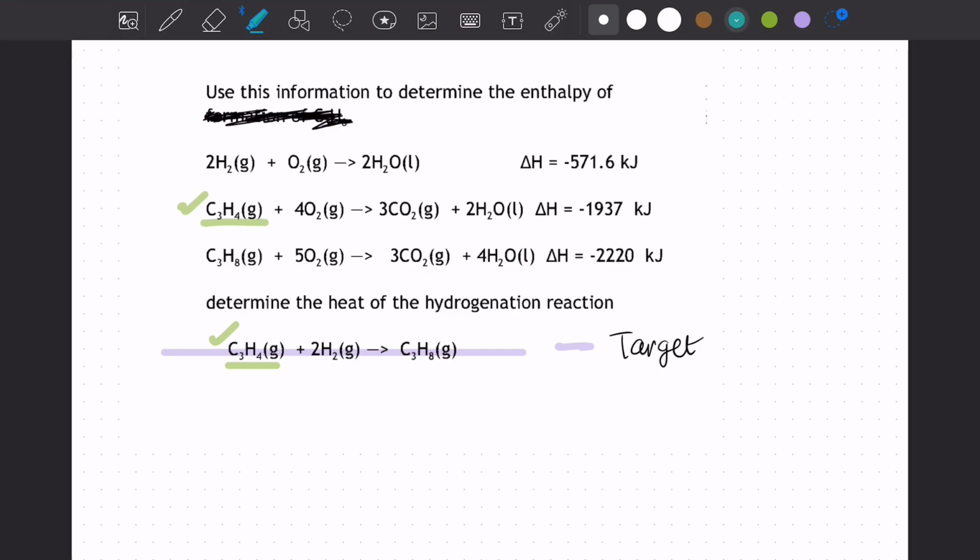H2 is on the reactant side. And where do I find H2? Oh, perfect. This is also on the reactant side. It is also the correct number of moles. I don't need to worry.